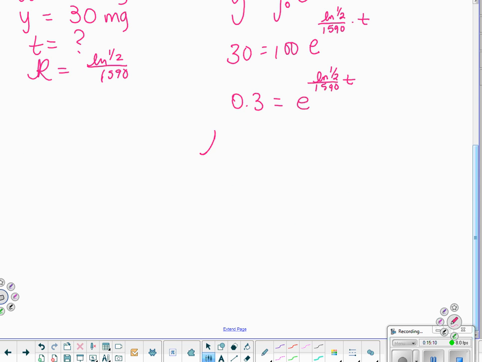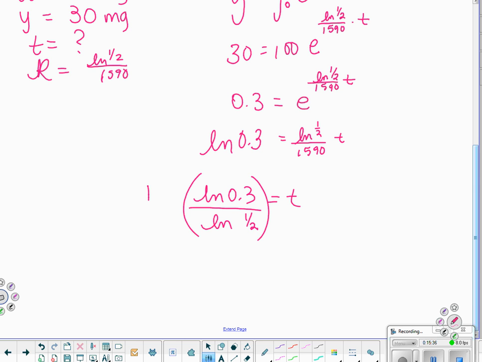Natural log both sides: ln 0.3 equals ln of 1/2 divided by 1590 times time. And we'll divide by this. So time would equal natural log 0.3 divided by natural log of 0.5, or 1/2, divided by 1590. That becomes then a multiplier times that. And that time element is 2761.775 years. A bit of time, huh? Around 2,000 years. All right.